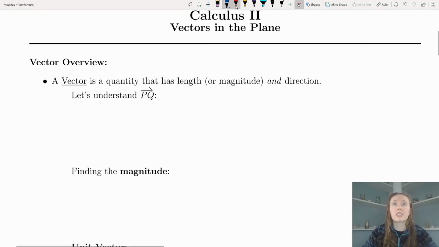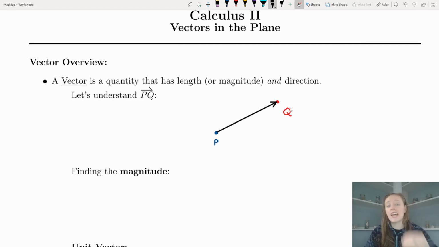The way a vector is set up is that if we have some point P and some point Q, in order to create vector PQ, P is known as the tail and Q is known as the head. So we're going to start at the tail and draw the arrow to the head. And there we have it. There's our vector PQ, P being the tail, going to the head, Q. Now let's just pick a point.